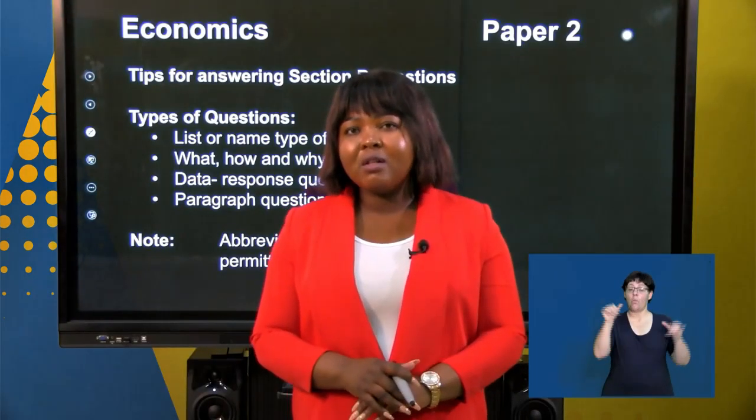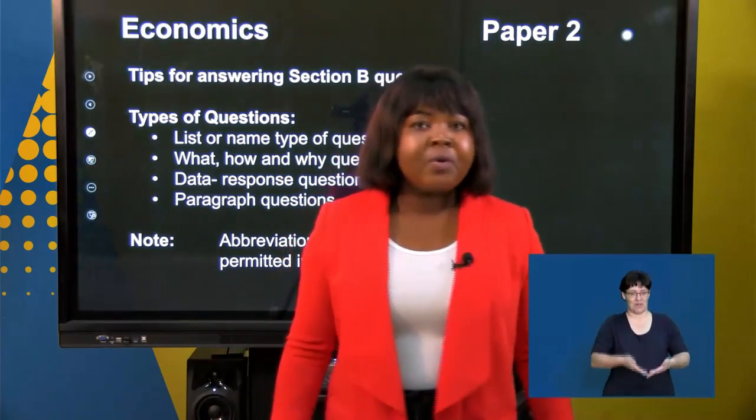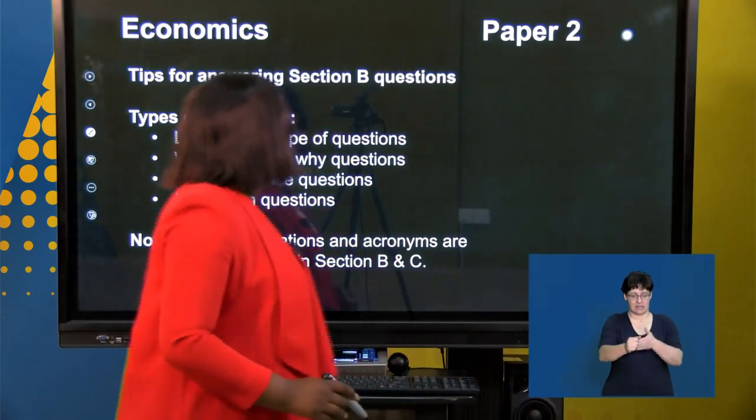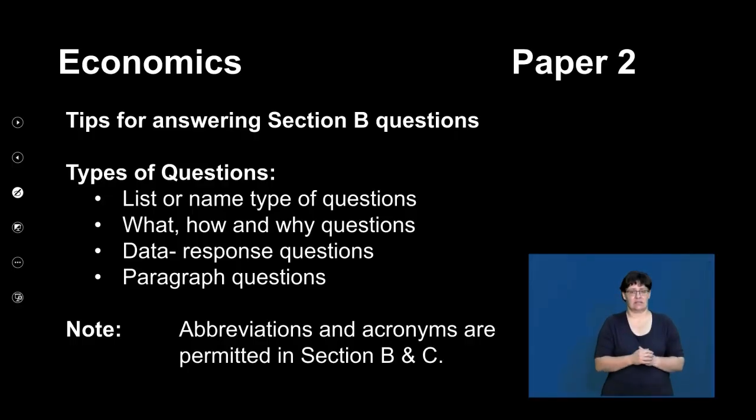Welcome back, boys and girls. We're still continuing with our exam guide to paper 2. Now we are going to move straight to section B, where we are going to look at the list or name type of questions, the what, the how, and the why type of questions. These are data response questions, and these questions should be answered in paragraphs.